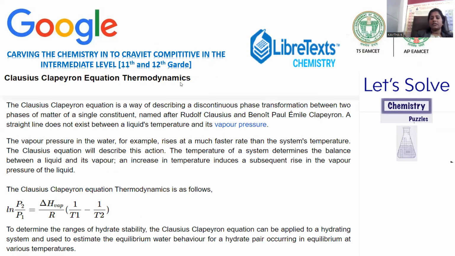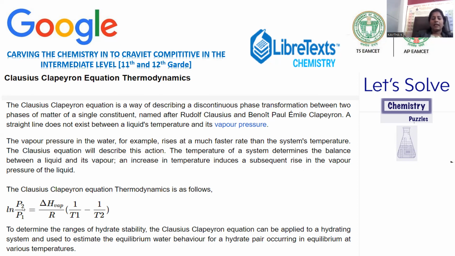Clausius-Clapeyron equation in thermodynamics. What is the role of the Clausius-Clapeyron equation? The Clausius-Clapeyron equation is a way of describing discontinuous phase transformation between two phases of matter of a single constituent, named after Rudolf Clausius and Benoit Paul Emile Clapeyron. So what they mentioned is the discontinuous phase transformation between two phases.